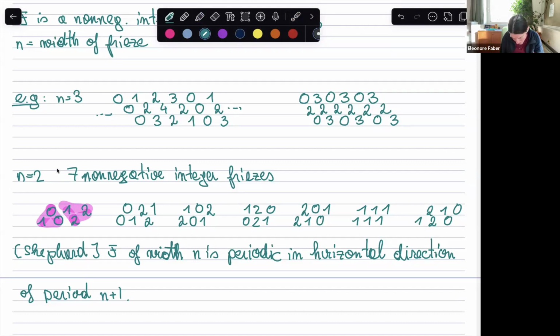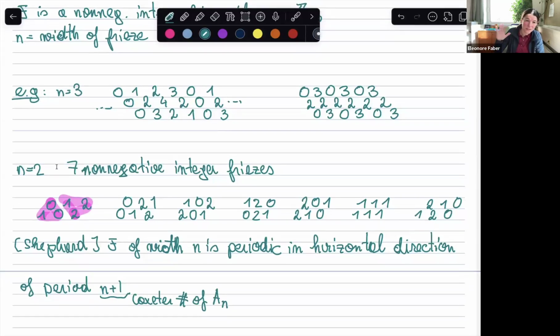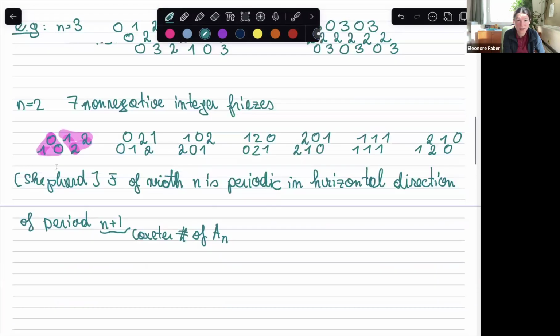And yeah, this period is actually something known. This is the Coxeter number of the reflection group, or the quiver A_n. And then I just want to give you that you can also generalize these non-negative friezes to stable translation quivers. So we get into representation theory quite quickly.